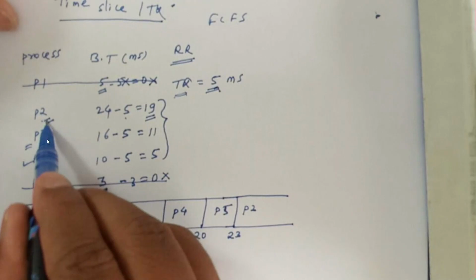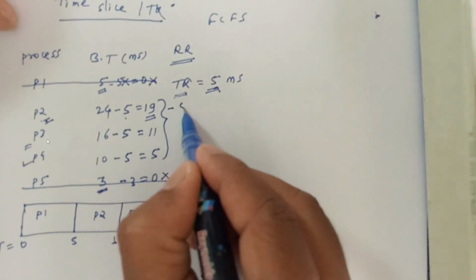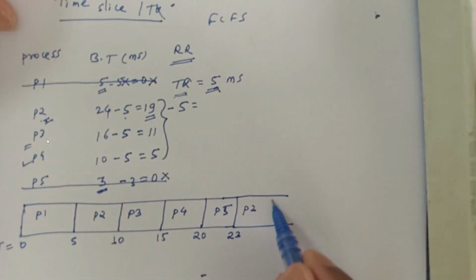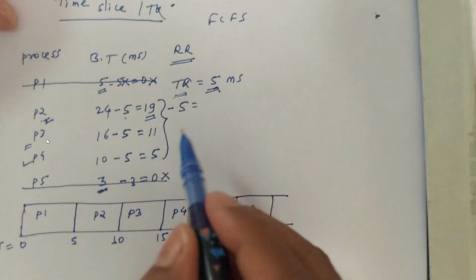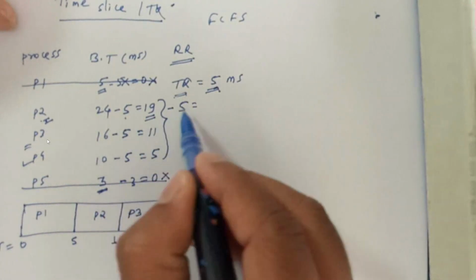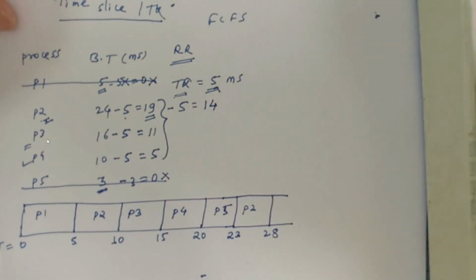At what time will process P2 start? 23. It will execute for one TQ. The TQ value is 5. So that means P2 will execute for one time slice, that is 5. So 23 plus 5 is 28. Now the remaining time will be 19 minus 5, that is 14 for process P2.